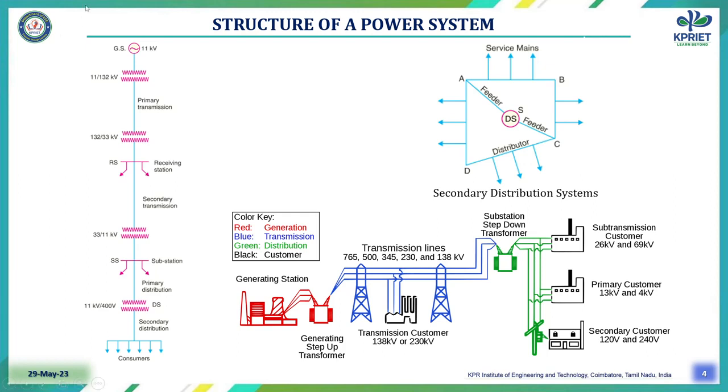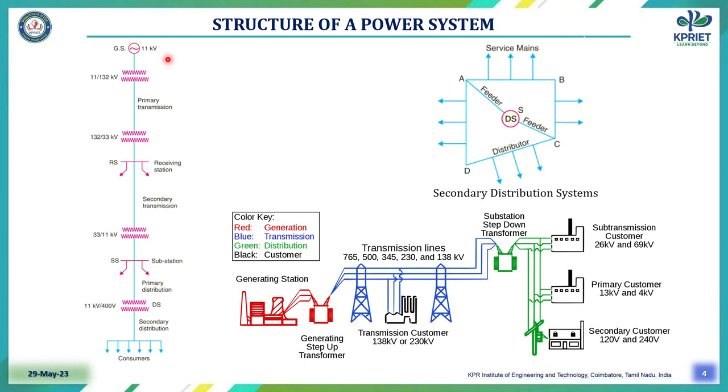So consider first the structure in the power system. The first one is the generating station. Normally we have to generate the power at a voltage rating of 11 kV. Why do we generate only at 11 kV? For optimal generation we need to generate only at 11 kV.